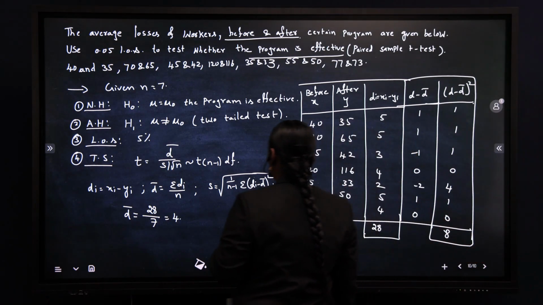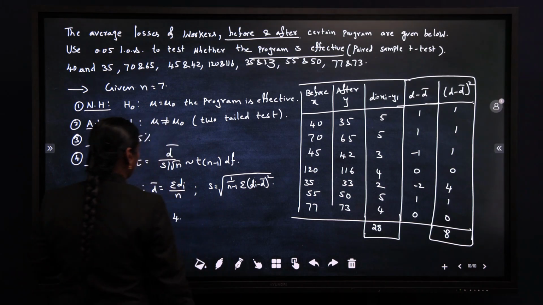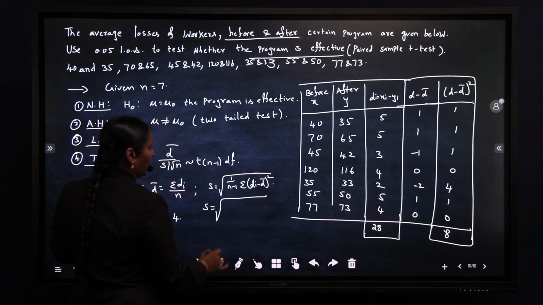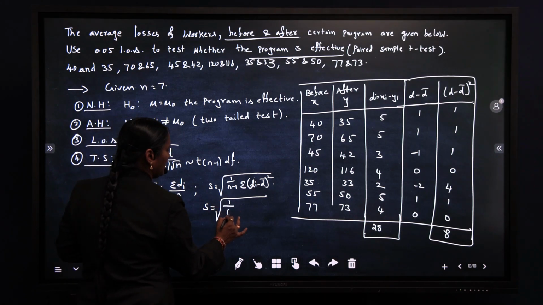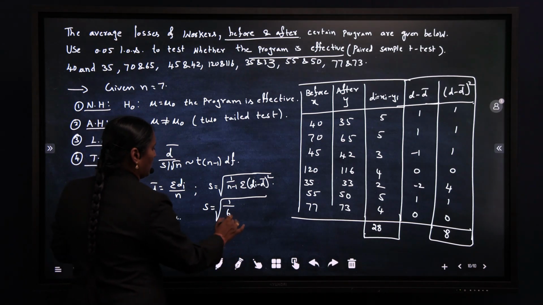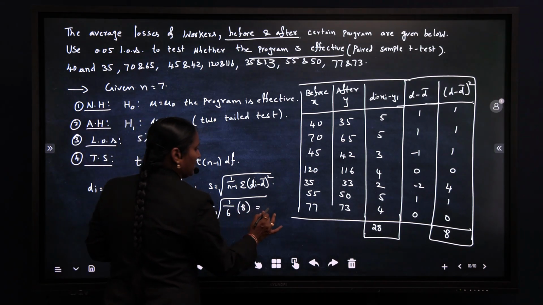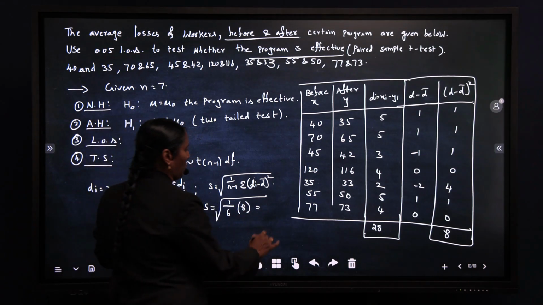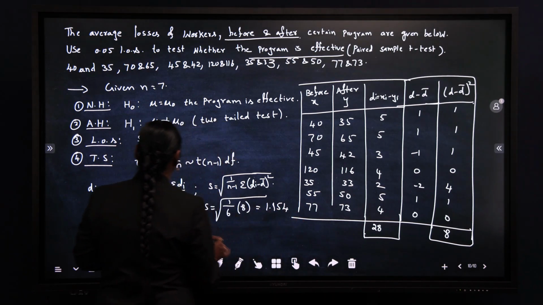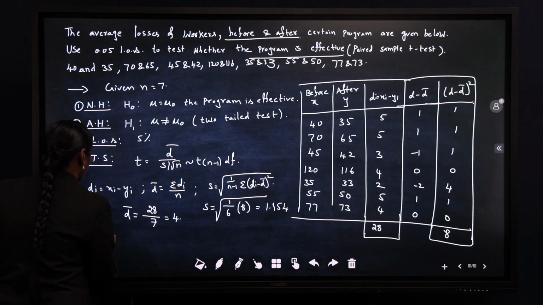So now we are going to find the value of s. s is equal to the square root of 1 by n minus 1, that is 1 by 6, into summation di minus d bar whole square, which is 8, where n is 7 observations here. Then we get the value of s is equal to 1.154. Now we are going to substitute this value in the formula of t.